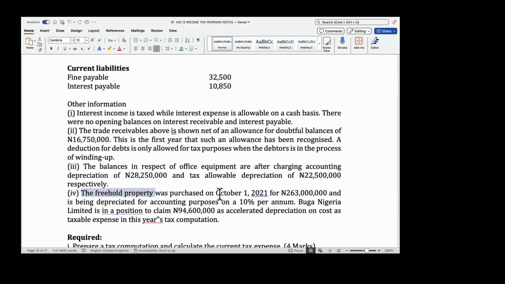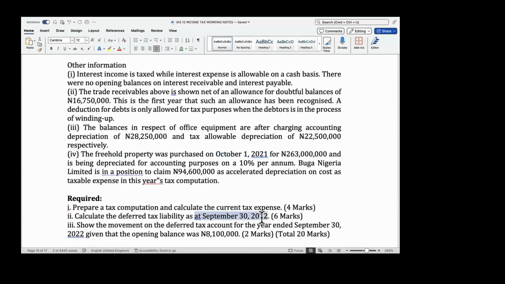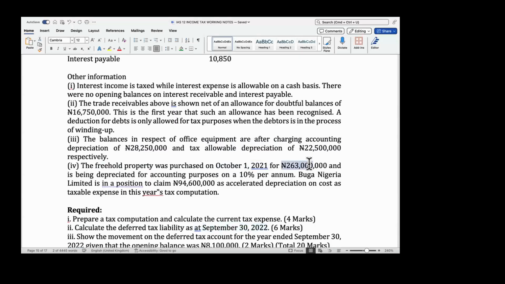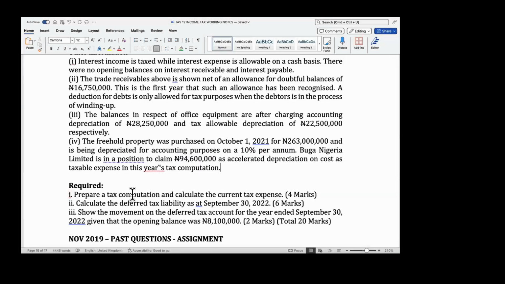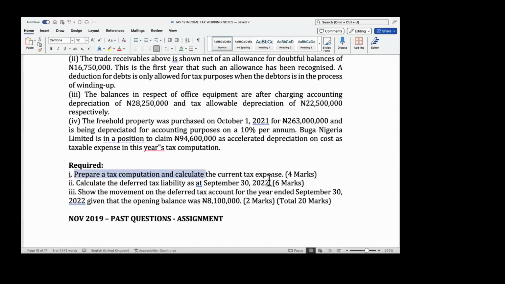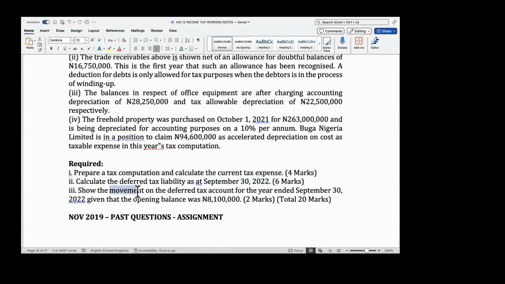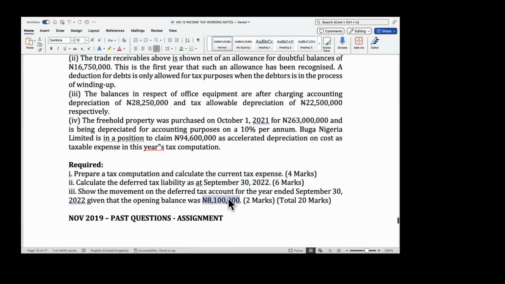Finally, we are told that the field property was purchased on October 1st, 2021, which is the beginning of the year, considering that the year end is September 30th, 2022. So purchased it for 263 million and it's been depreciated for accounting purpose at 10% per annum. Buga Nigeria Limited is in position to claim 94.6 million as accelerated depreciation on cost as taxable expense in the year's tax computation. We're now required to prepare tax computation and calculate current tax expense. Also, we're required to calculate deferred tax liability at the end of the year. We're also required to show the movement on deferred tax account for the year ended September 30, 2022, given the opening balance of 8.1 million. These three questions will give us 12 marks.